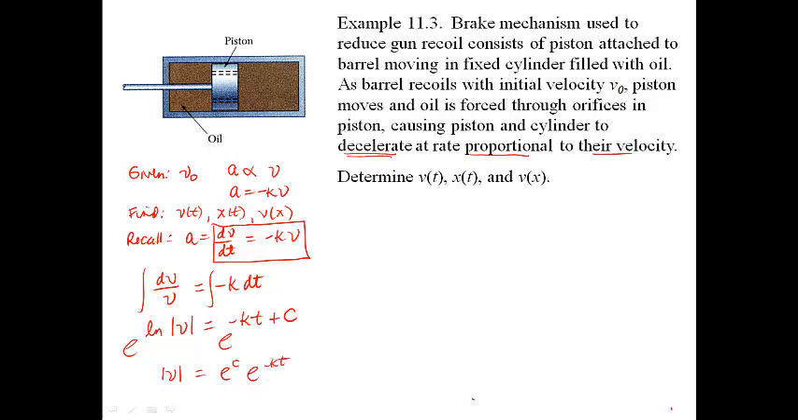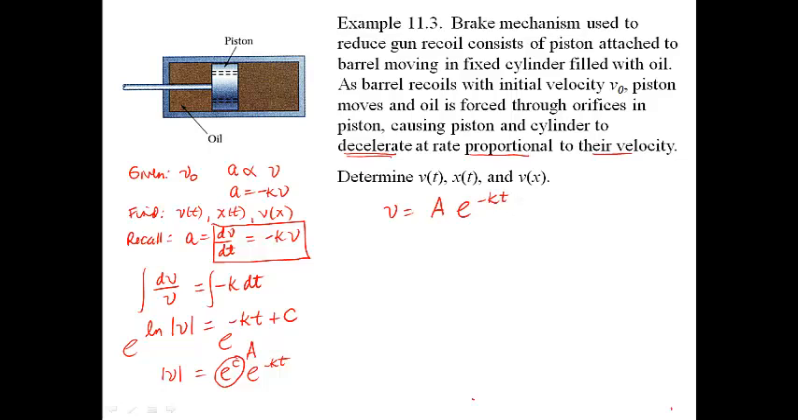Of course, I know that e to the something is always positive, so I can take out the absolute value sign. I know that v is a positive quantity, so I'll just say v is equal to, e to the c is actually a constant, so I'm calling that constant a, multiplied by e to the minus kt.